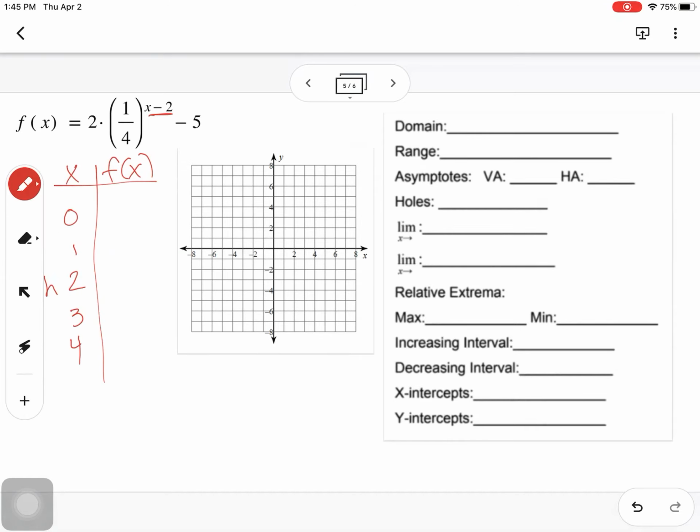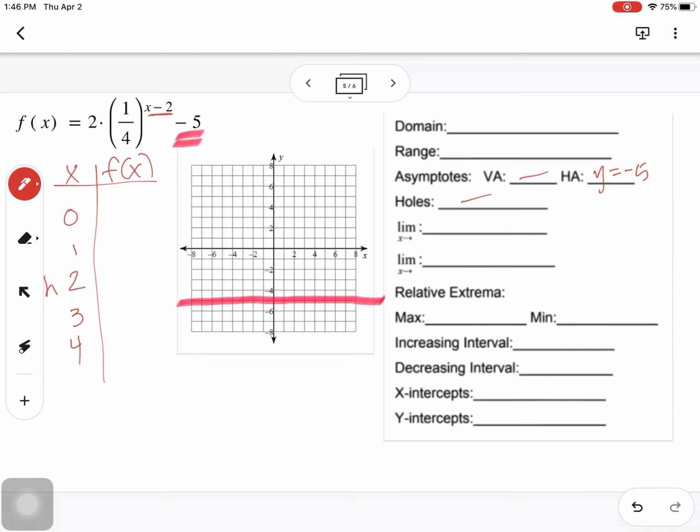The other thing I always did right off the bat was identify my asymptote. Exponential functions have horizontal asymptotes, always at your k value. So this one will have a horizontal asymptote down here at negative 5. So I'll fill that in as well. These do not have vertical asymptotes or holes, just horizontal asymptotes. But then we're going to go ahead and plug this in.